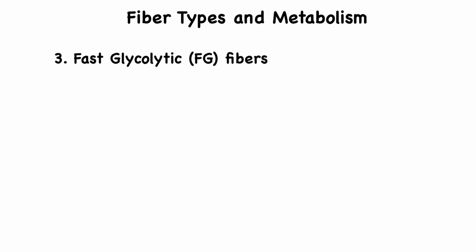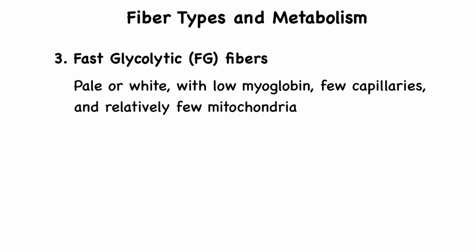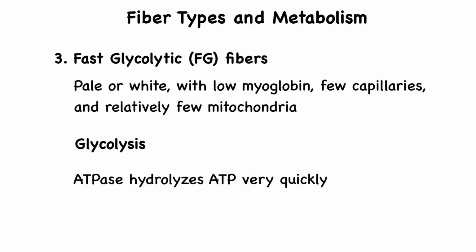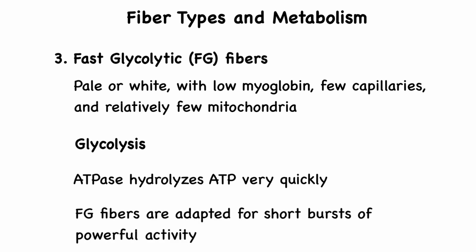And then there's fast glycolytic fibers. These fibers are pale or white with low myoglobin, few capillaries, and relatively few mitochondria. They contain large amounts of glycogen and rely mostly on glycolysis for ATP. They can hydrolyze ATP very quickly. Fast glycolytic fibers are adapted for short bursts of powerful activity like weightlifting or throwing a ball, but they fatigue quickly.